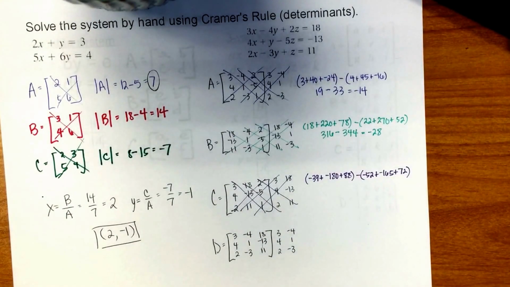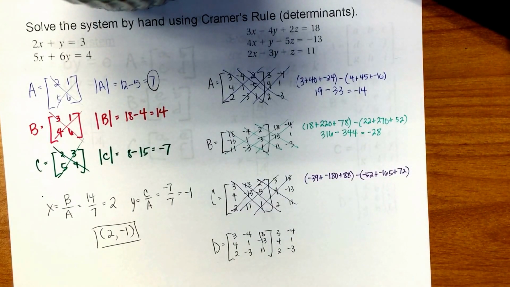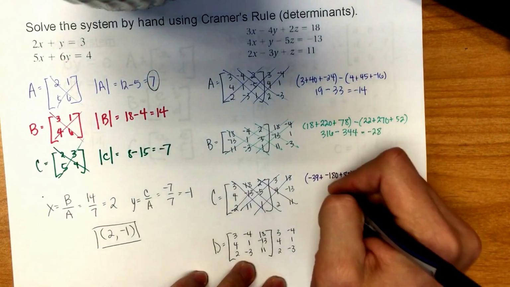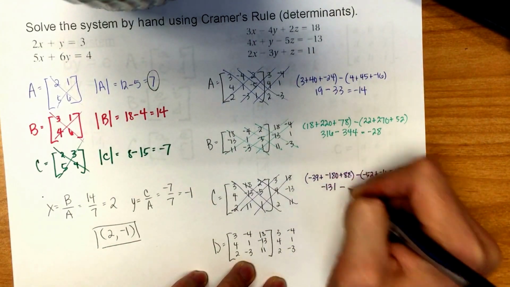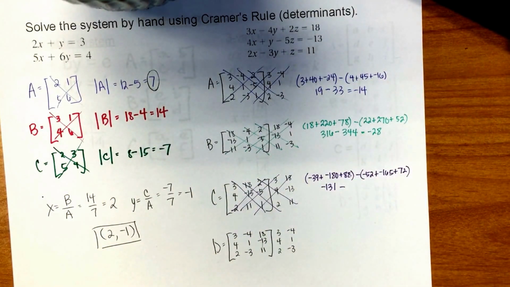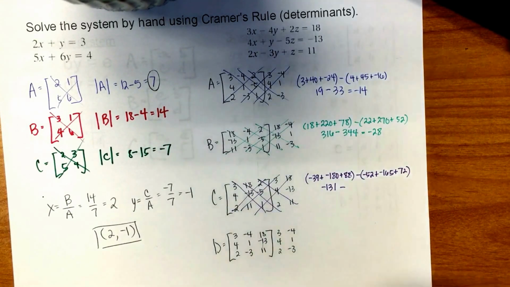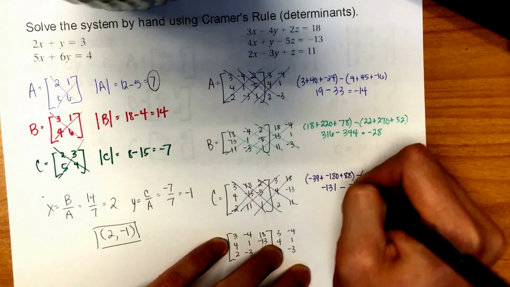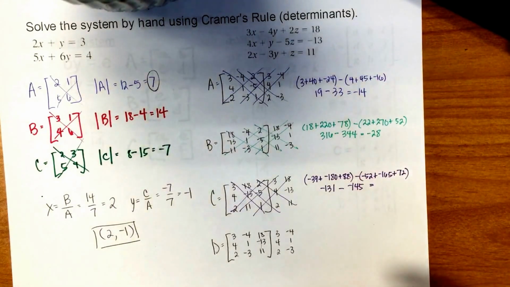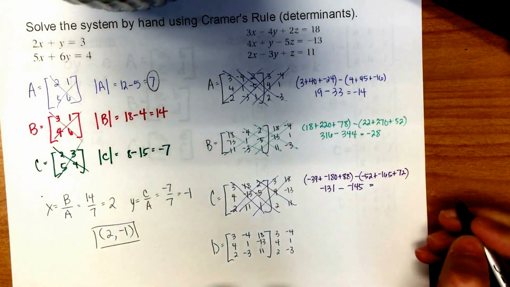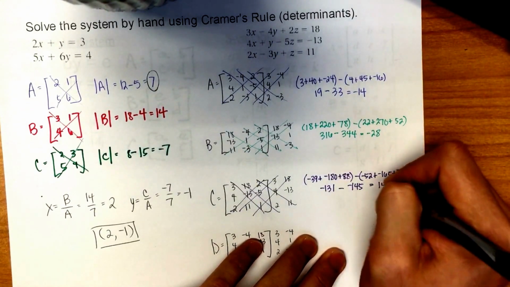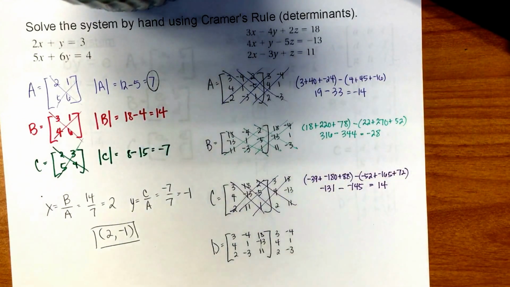So our job is to add all of those numbers together. First parenthesis, negative 131. Second parenthesis, negative 145. And when you subtract those, remember subtracting a negative turns to positive, you get a positive 14. Now we're going to go through and do the last matrix the exact same way.